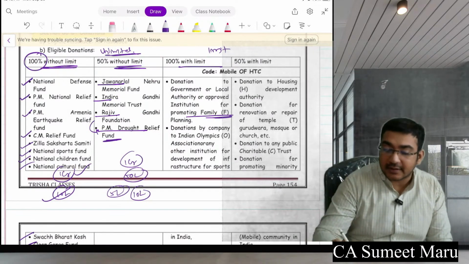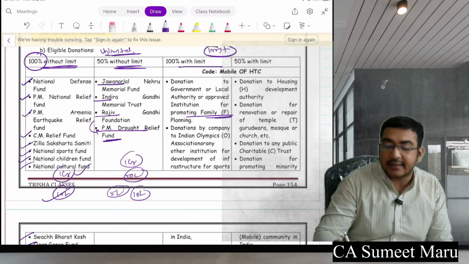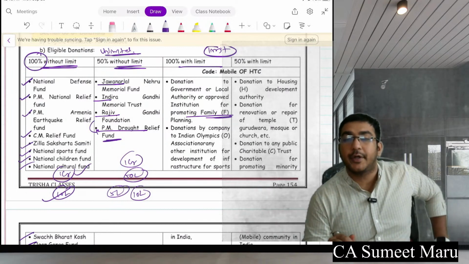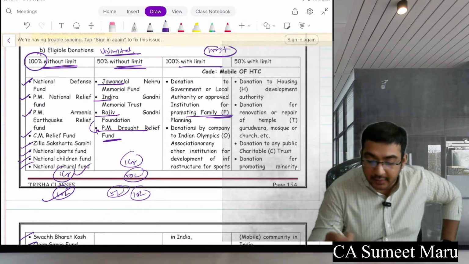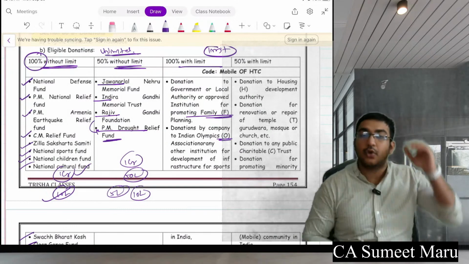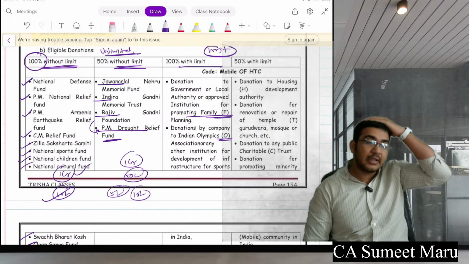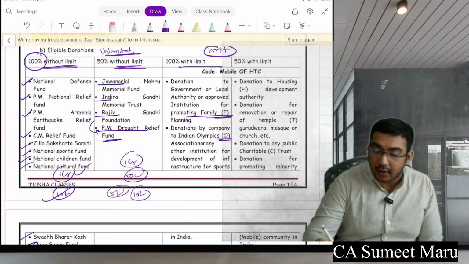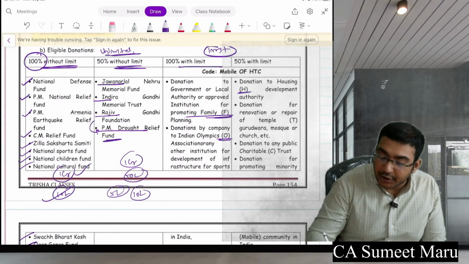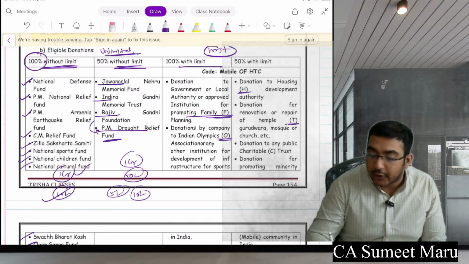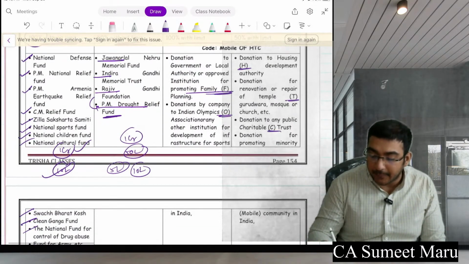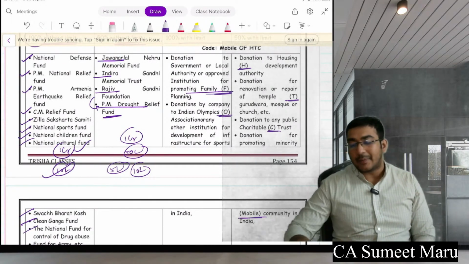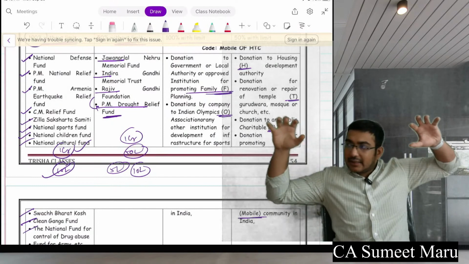100% of the limit. So first we will calculate this limit and then we will distribute where to give. So if you are going to pay for the institution of promoting a family, 100% is the limited category. If you do pay for the donation to Indian Olympics Association, in that also 100%. So for F and O, it is 100%. For housing development, donation to temple, Gurudwara, mosque, donation to charitable trust, promoting minority, for them it is 50% of the limit.